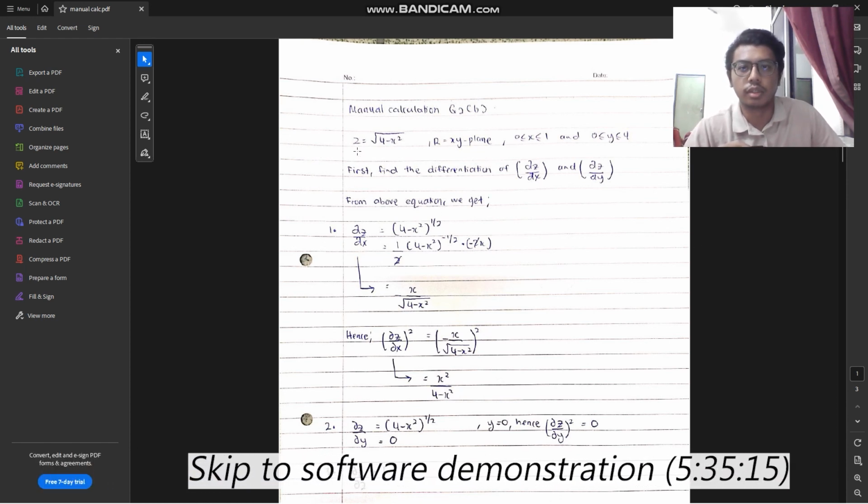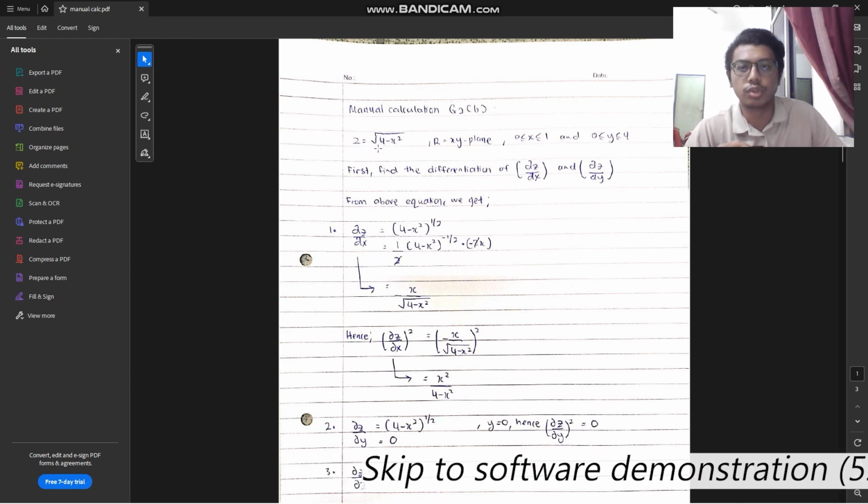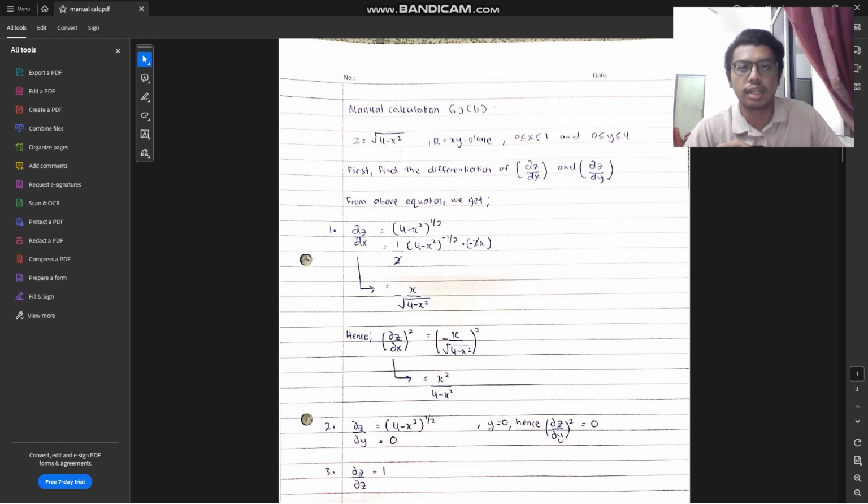First, we get the function z equals square root of 4 minus x squared. The region R is in the xy plane, and x is from 0 until 1, y is from 0 until 4. So these are the intervals in terms of x and y for later on.